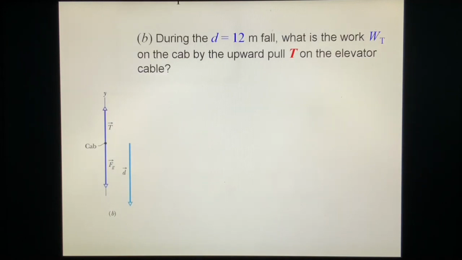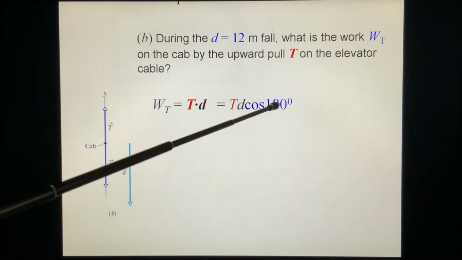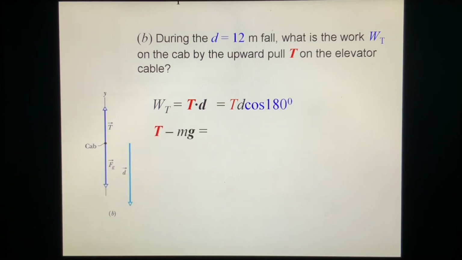Question B. During the 12 meter fall, what is the work W_T done on the cab by the upward pull T of the elevator cable? By definition, W_T is equal to T dot d. Because T and d are in opposite directions, there is a TD cosine 180, and cosine 180 is minus 1, so it equals minus TD.